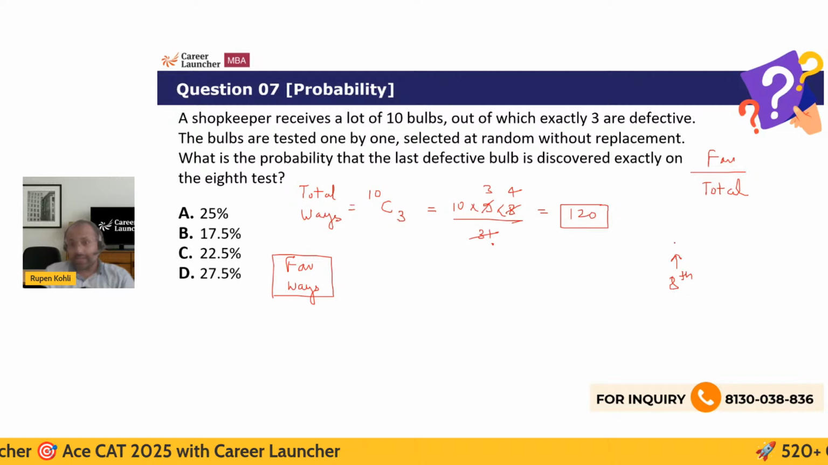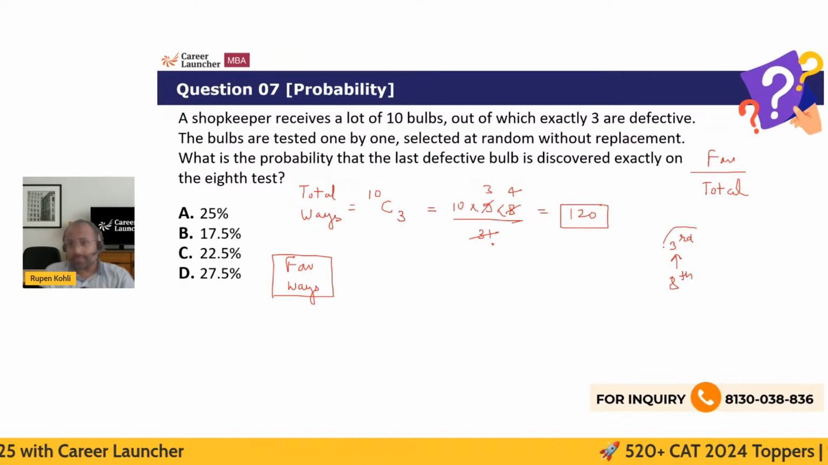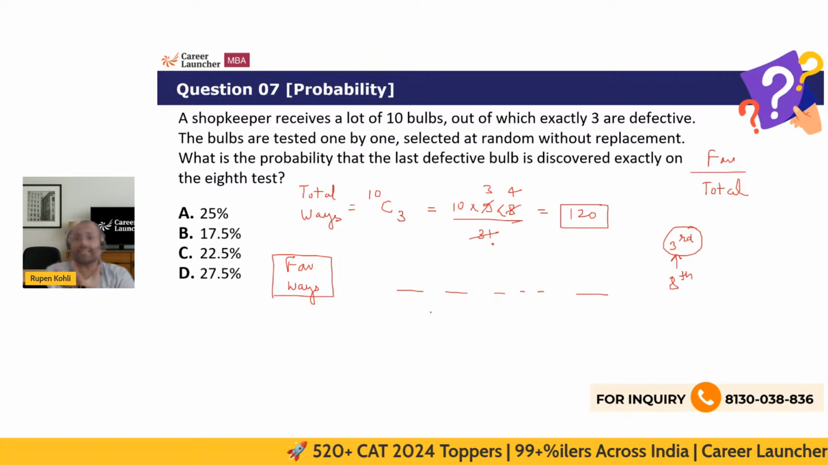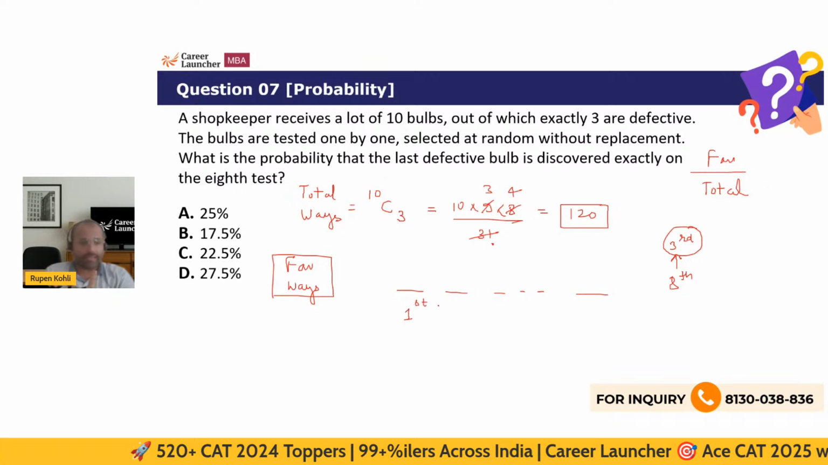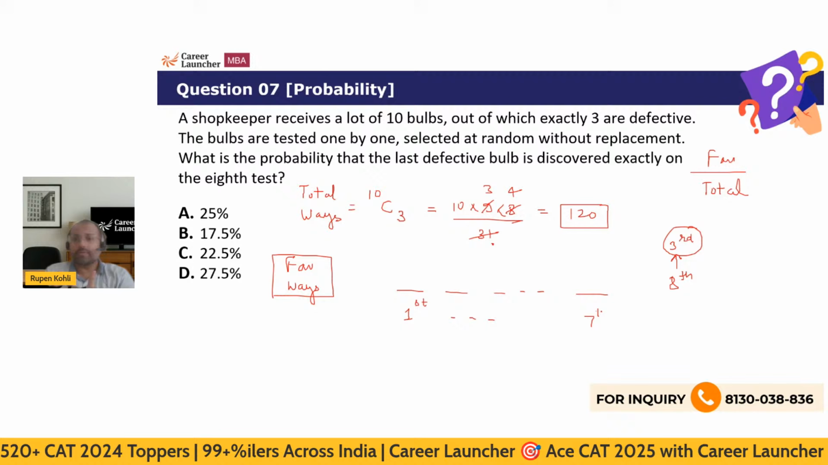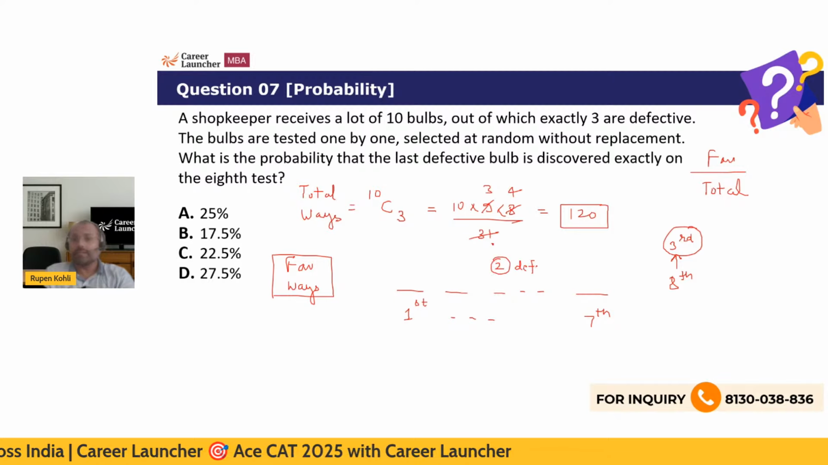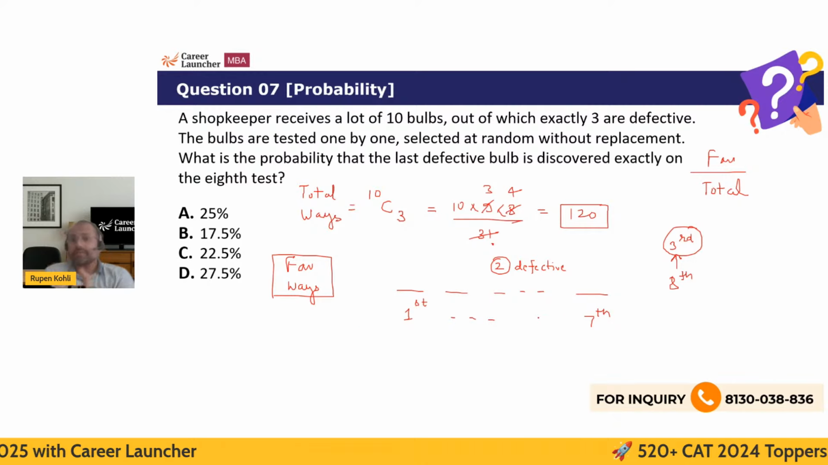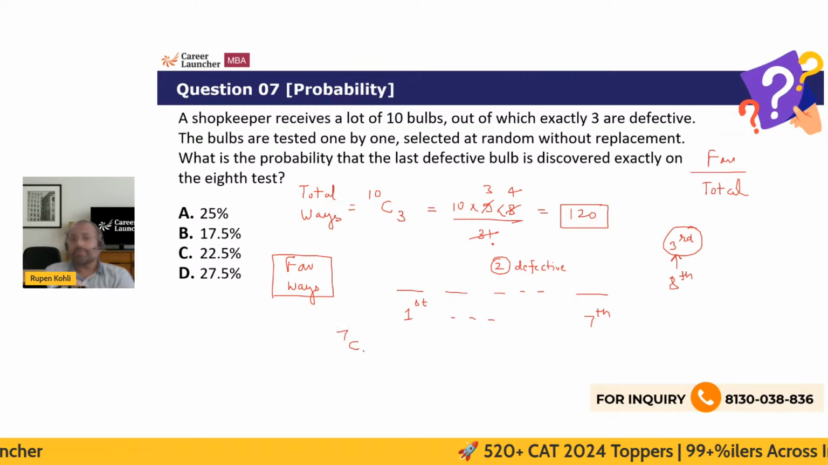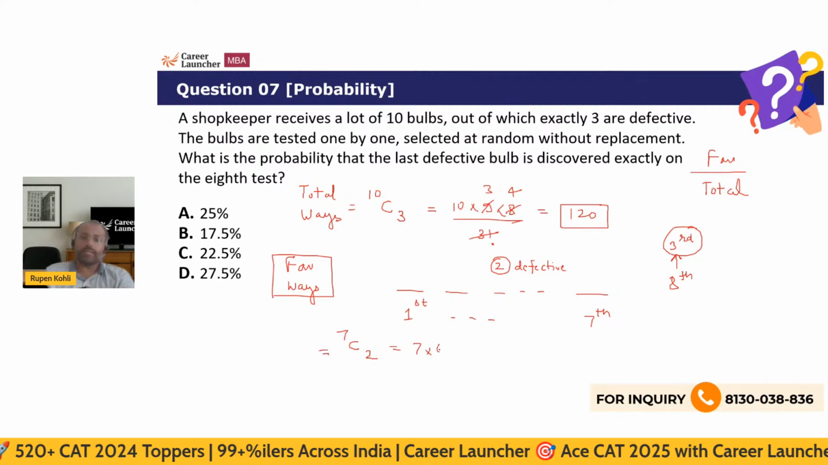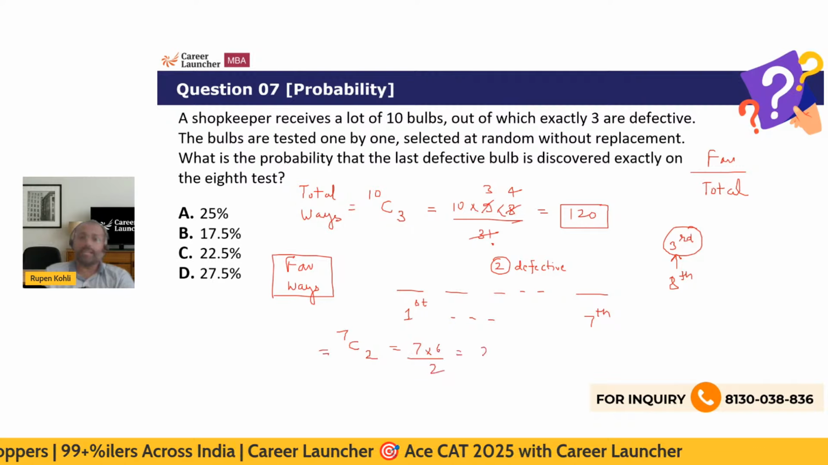Yes. So the 8th one should have been the third defective bulb. So from amongst the initial 7 selections that we had done, first bulb selected, second bulb, and 7th bulb, the 2 defective bulbs should have appeared. So now what are the favorable ways? Out of the initial 7 bulbs that I'm selecting, the 2 defective bulbs could have appeared in 7C2 ways. So this is my favorable ways. 7C2, which is 7 into 6 by 2, which is 7 into 3, 21.